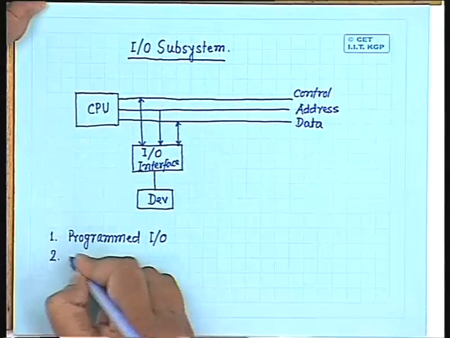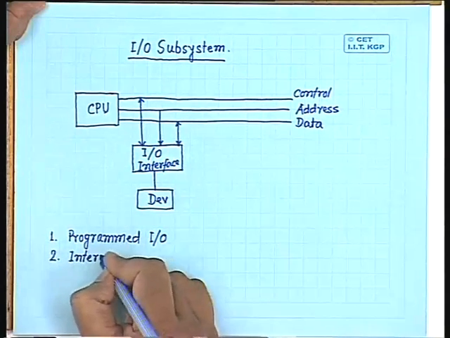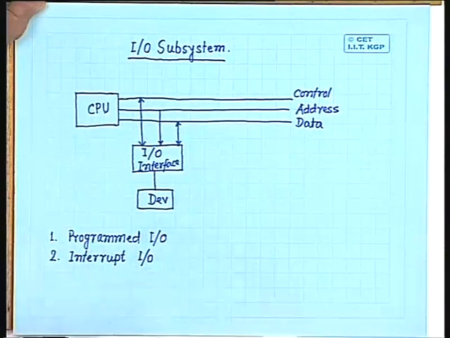The second kind of I/O that we can have is called interrupt I/O. In case of interrupt I/O, whenever an I/O operation is to be initiated, the CPU simply informs the I/O interface to start the I/O operation. At the end of the I/O operation, the I/O interface will interrupt the CPU, informing that the I/O operation is complete. Now, whatever the CPU has to do with that data, either received from the I/O or sent to the I/O, the CPU can do now.